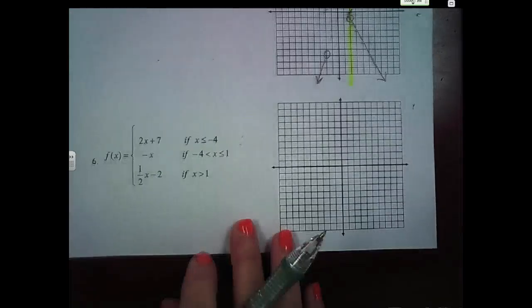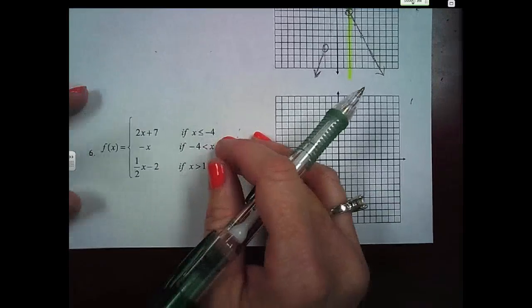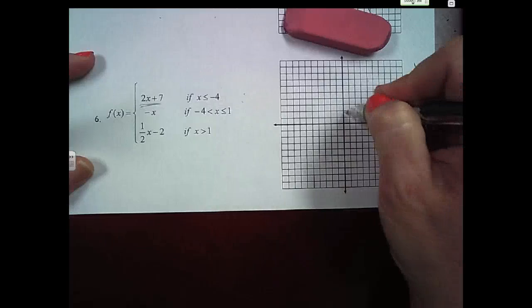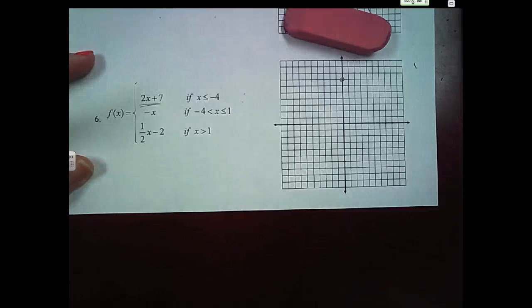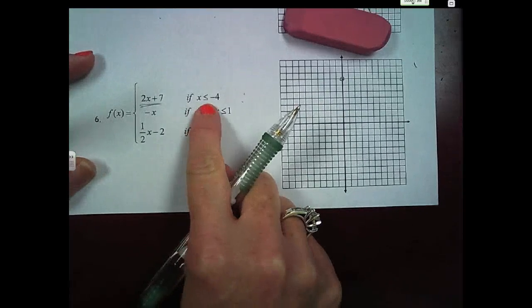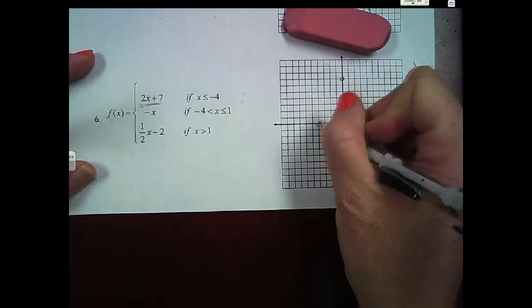Okay, number 6, last one. All right, the problem here says 2x plus 7. And now that you've kind of gotten better at it, should I build my line to the right or to the left? Left, because it says less than -4. -4 is out here. Here's -4.